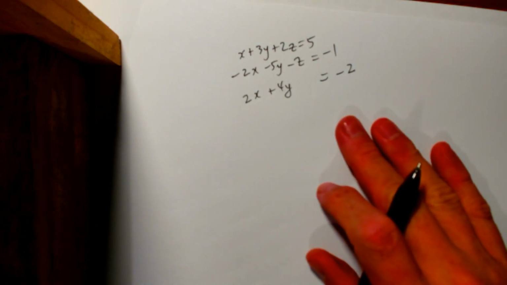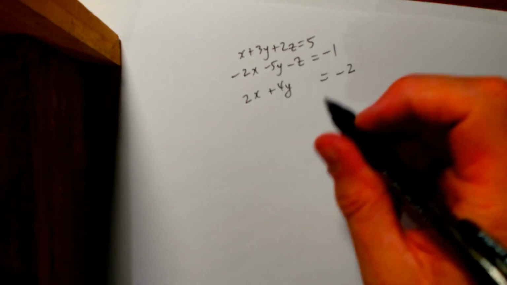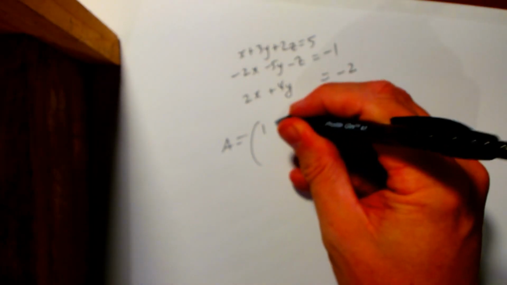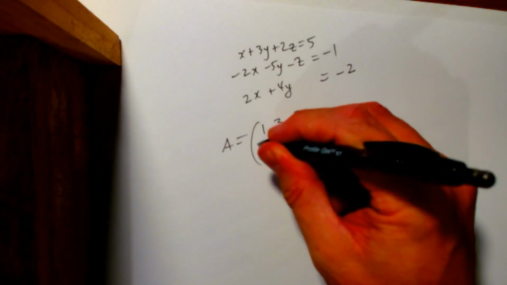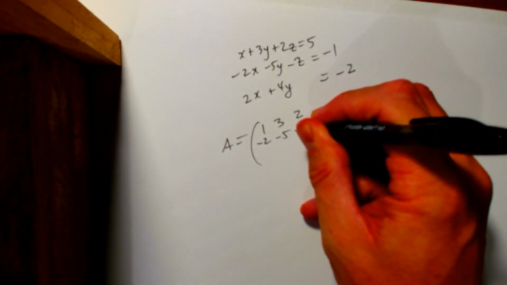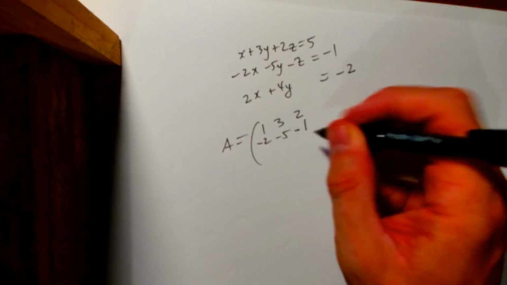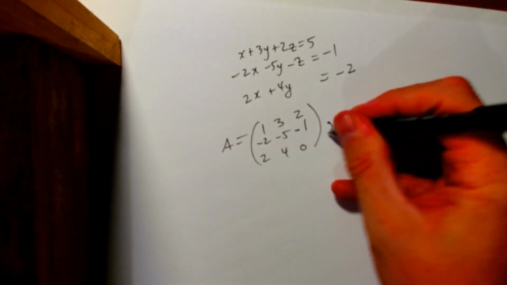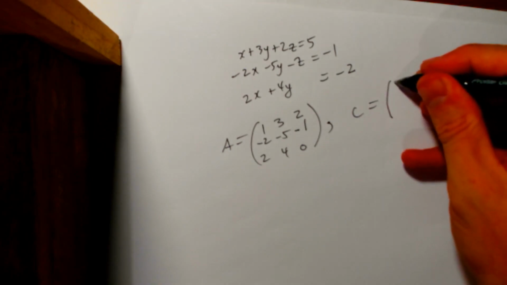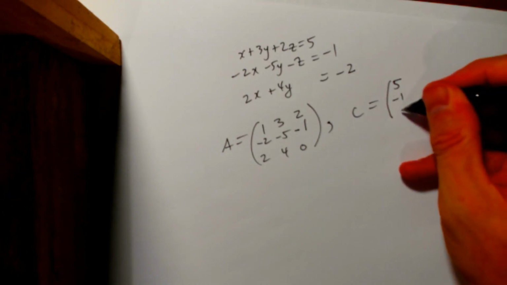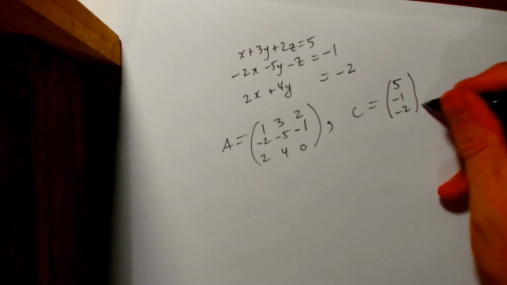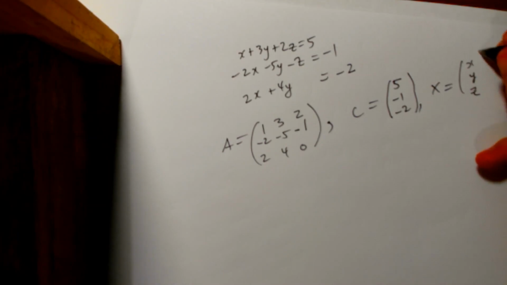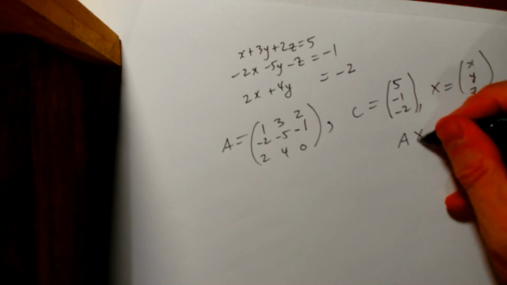There we go. All right, so let's write out first the matrix A. So A equals, I'm just reading off the coefficients, 1, 3, 2, minus 2, minus 5, minus 1, and then 2, 4, and 0. C is the matrix, that's a column, 5, minus 1, minus 2. X is x, y, z. And so our matrix equation is AX equals C.